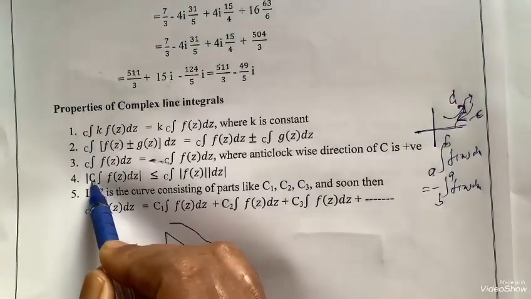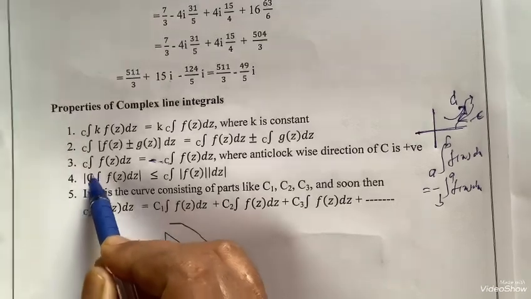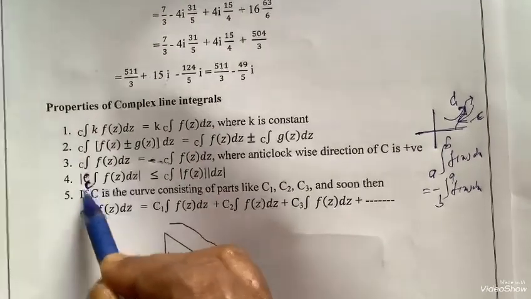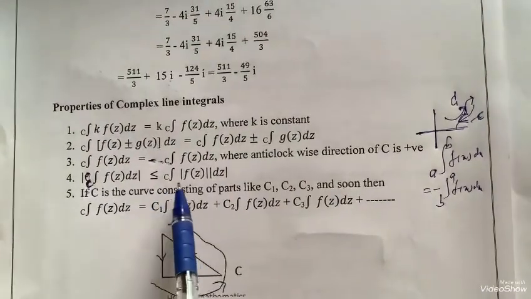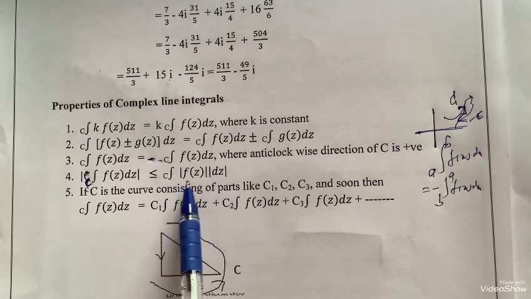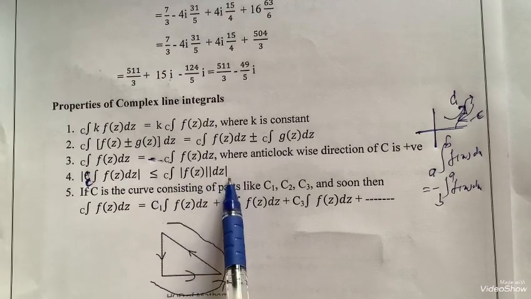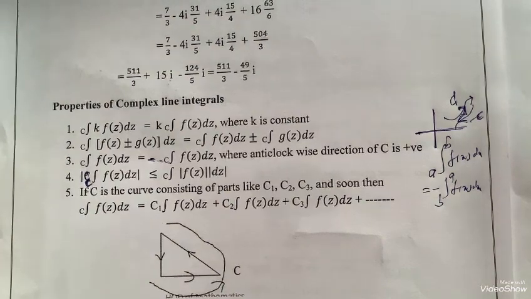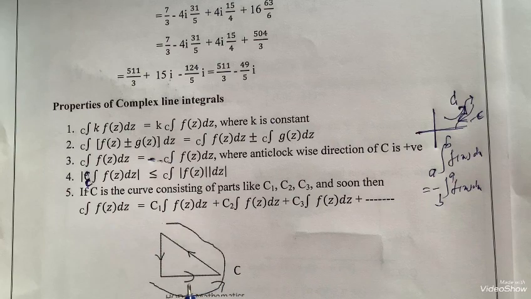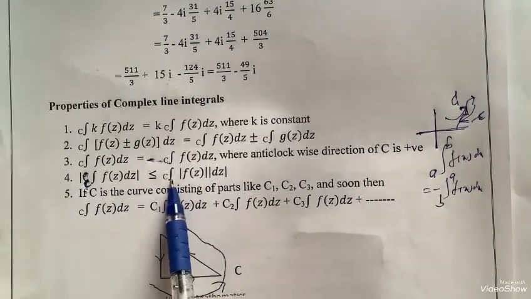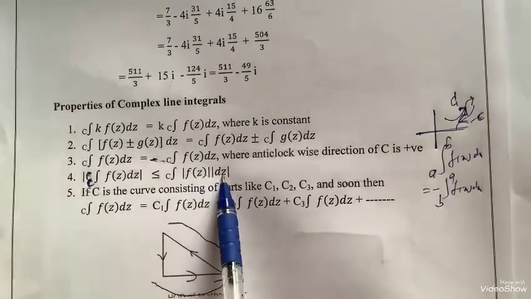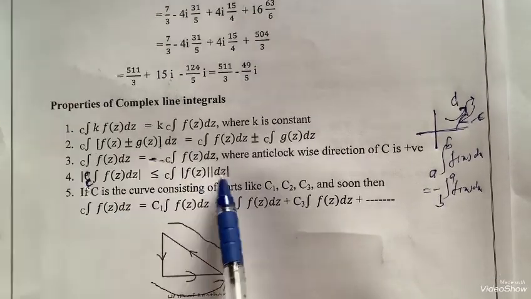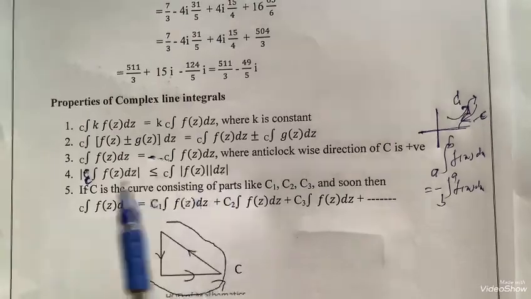Then the modulus of the integration of f(z) dz over c is less than or equal to the integration of mod f(z) into mod dz. In the case of Riemann integration, I think last semester you studied that mod of integration f(x) dx is less than or equal to integration of mod f(x) dx. But here you write the integration of mod f(z) into mod dz. So it becomes real.